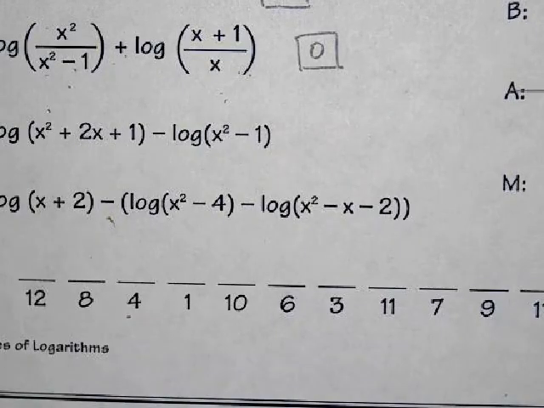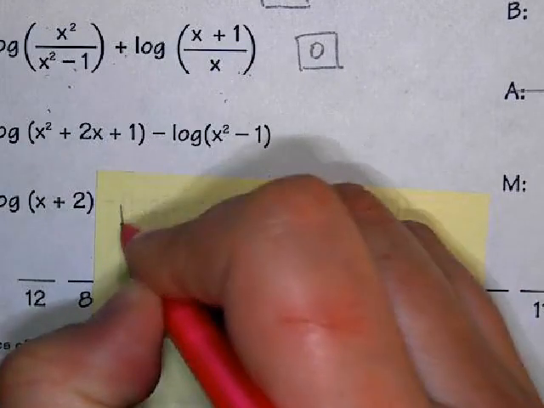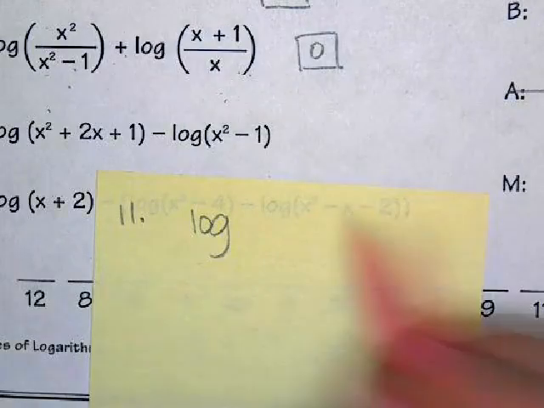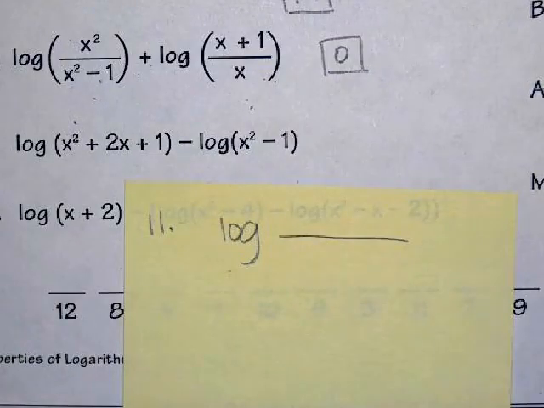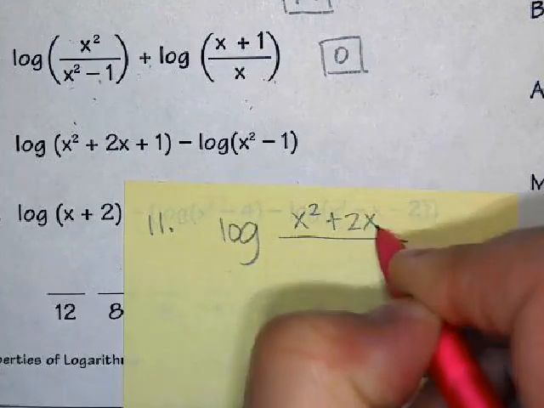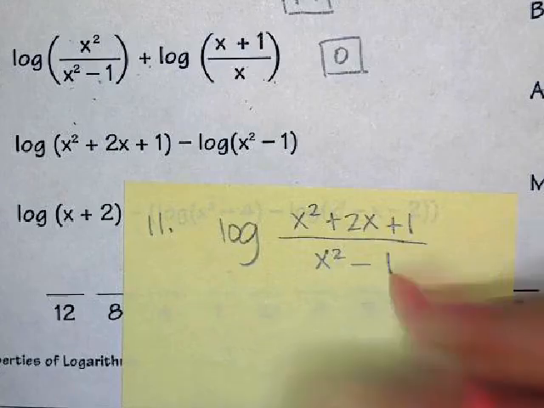It's going to be a fraction. How do we know it's going to be a fraction? It's got a minus sign. Okay, so what goes on the top, what goes on the bottom? X squared plus 2x plus 1 goes on top. What goes on the bottom? X squared minus 1. Okay, and then what do you guys think we're going to be doing with the top and the bottom? Yeah, we're going to be simplifying those.